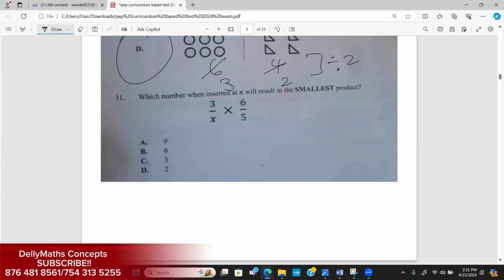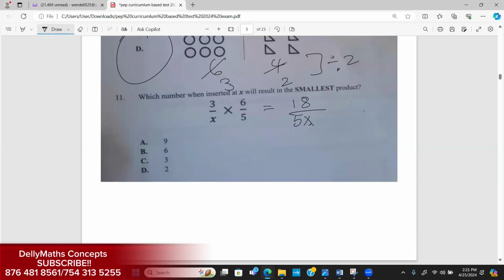Number 11. Which number, when inserted at X, will result in the smallest product? There are multiple ways to do this, but what I could do is show you. Let's multiply this. We're going to get 3 6s, 18 over 5x. Which means 5 times x. So if you put a small number here, you'll get a bigger product, a bigger result.